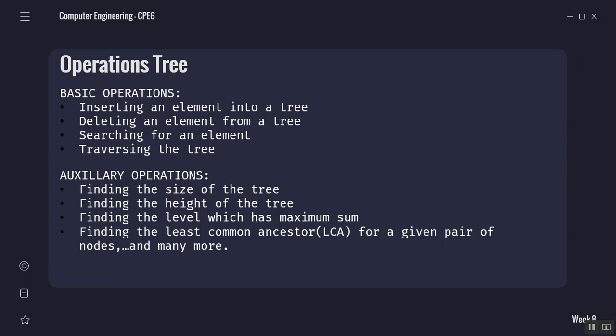And then for its auxiliary operations: finding the size of the tree, finding the height of the tree, finding the level which has the maximum sum, finding the least common ancestor for a given pair of nodes, and many more. Okay, so I would just leave this to you to search on how to implement these operations.